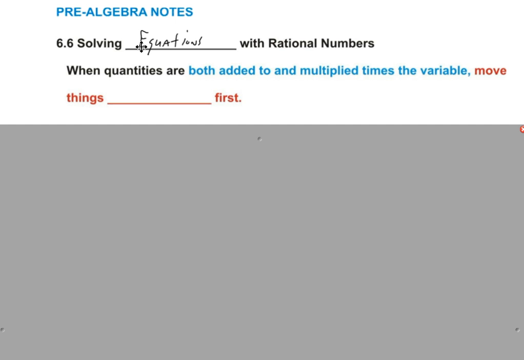with rational numbers. Solving equations with rational numbers, meaning we're going to solve equations where there are fractions involved. So when quantities are both added to and multiplied times the variable, move things added first. Okay, so you've got to remember that, and we're going to apply that and deal with that, and then we're going to deal with other situations.